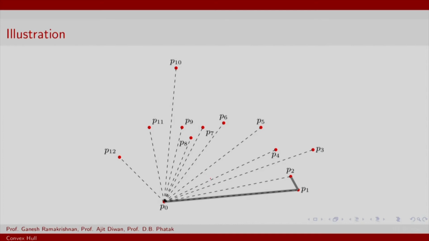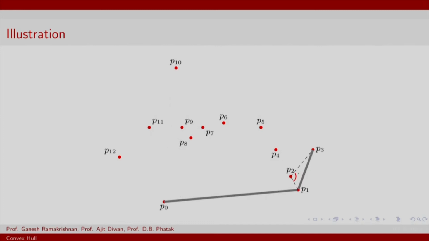We have included P0 and P1. Should we include P2? As discussed, we are going to look at the angle subtended by P3 at P2 and look for the rotation of P3 from P2. We find that P3 is counterclockwise rotated from P1 with respect to P2 and therefore P2 can be dropped. So this angle isn't working in favor of P2. We drop P2, include P3 in the stack, look at P4.